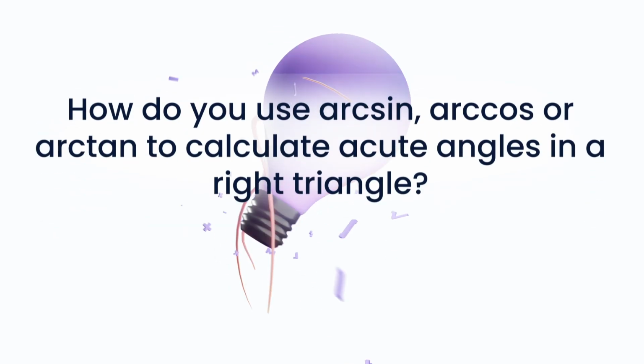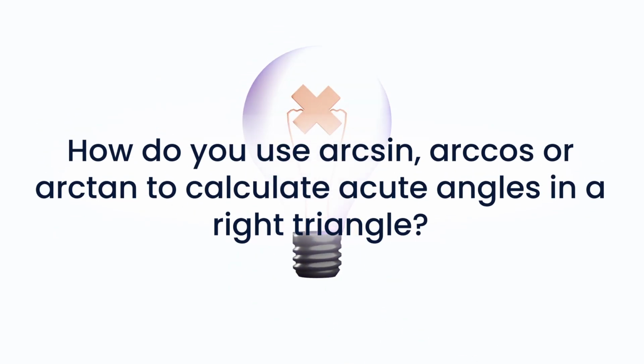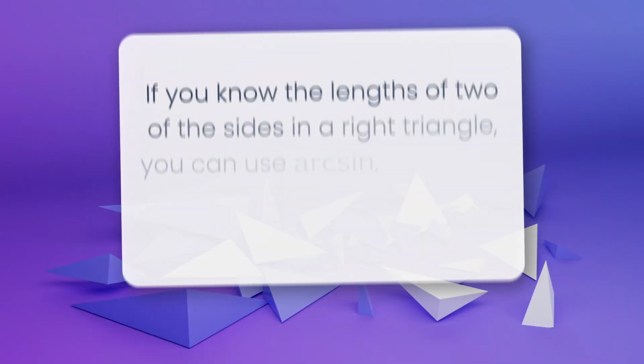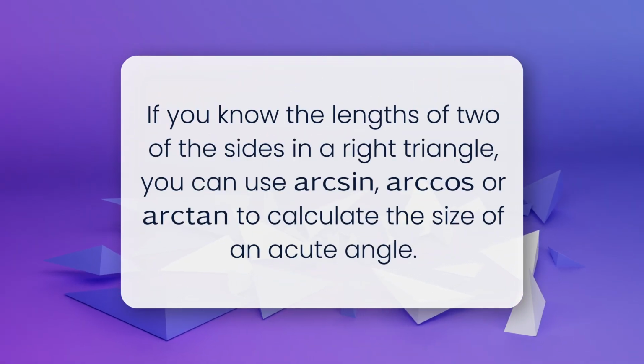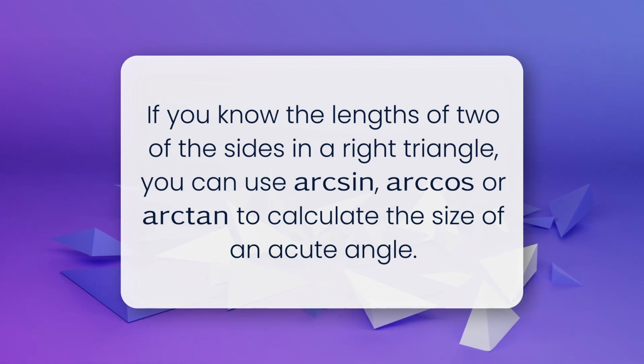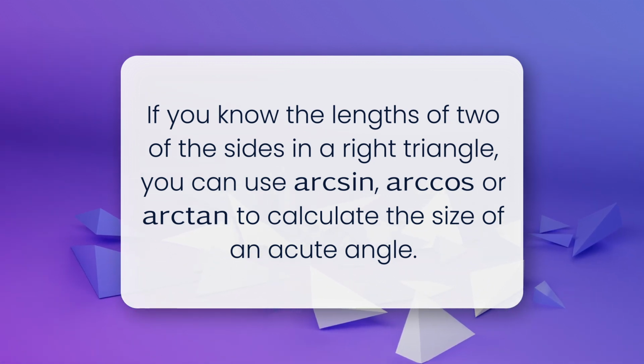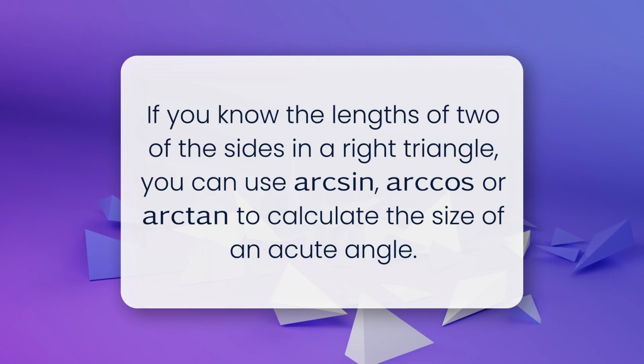How do you use arcsine, arccosine, or arctangent to calculate acute angles in a right triangle? If you know the lengths of two of the sides in a right triangle, you can use arcsine, arccosine, or arctangent to calculate the size of an acute angle. Let's consider some examples of how this works.